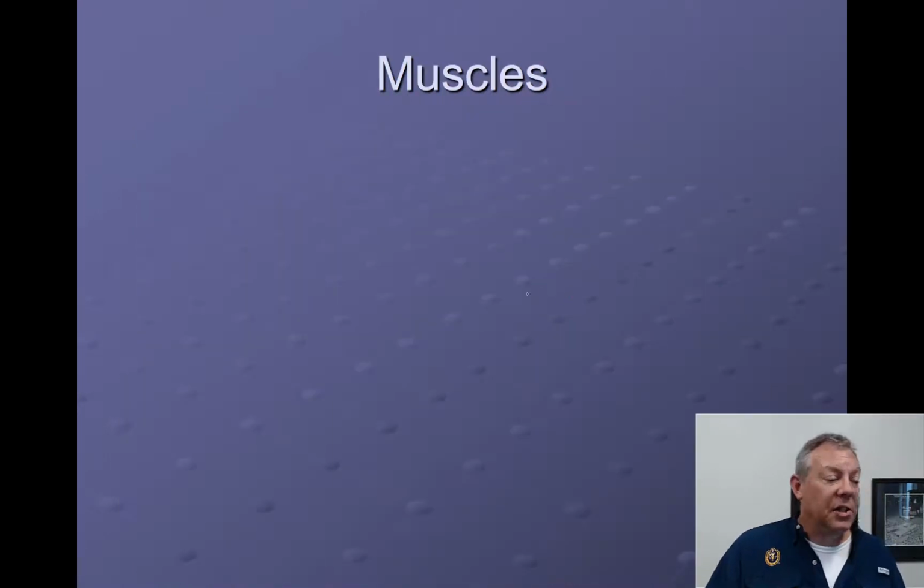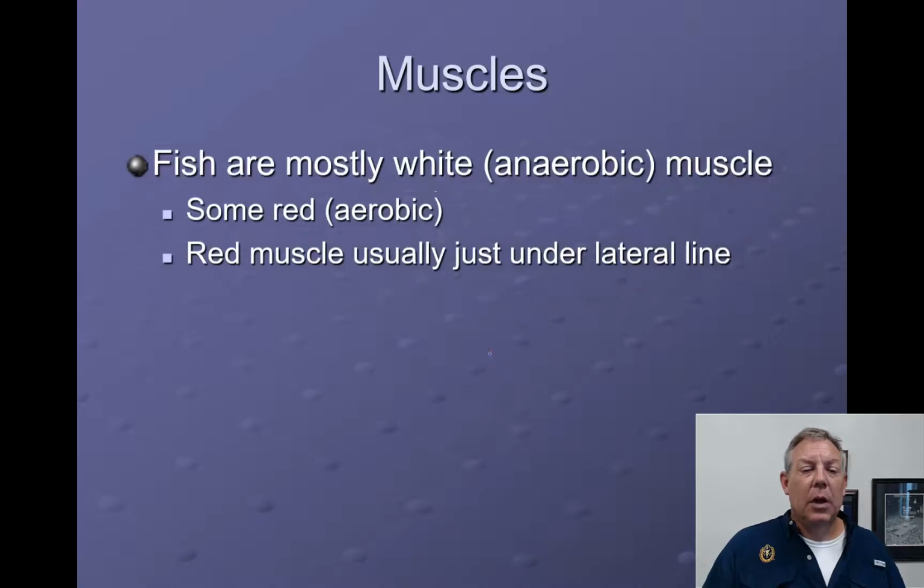Okay, so let's talk muscle a little bit. Fish are mostly white muscle, which is anaerobic, sprinter's muscle.